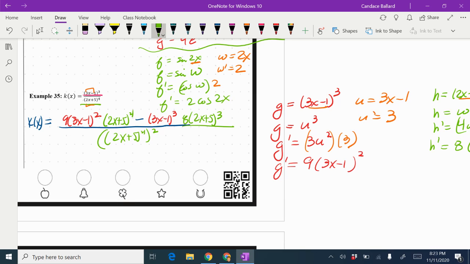I am going to choose not to simplify it. I could do some weird factoring stuff, but I'm going to choose to just leave it as is on this one.